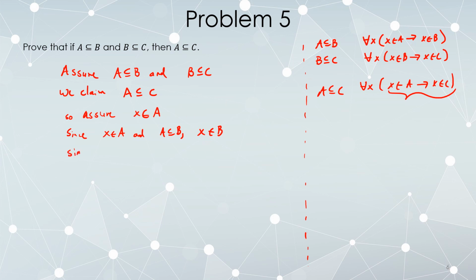Okay. Then we're just going to do it again. Since x is an element of B and B is a subset of C, x must be an element of C. Here we've just applied modus ponens here. But now what we've done is we've completed a direct proof. Anything that is an element of A is necessarily going to be an element of C, so we've completed this direct proof, and we indicate the proof is done with our little gravestone.